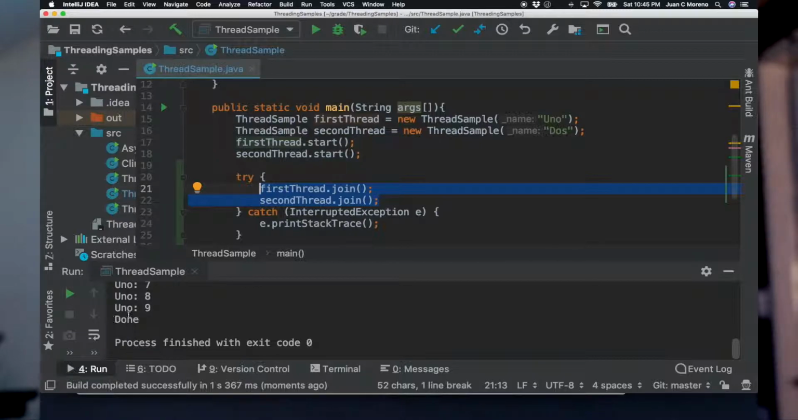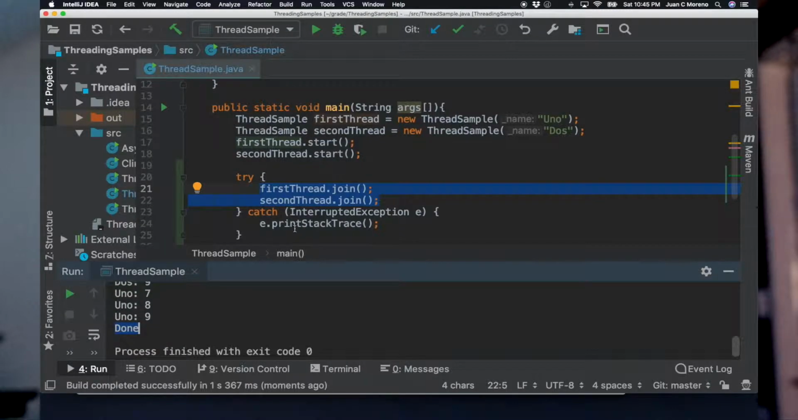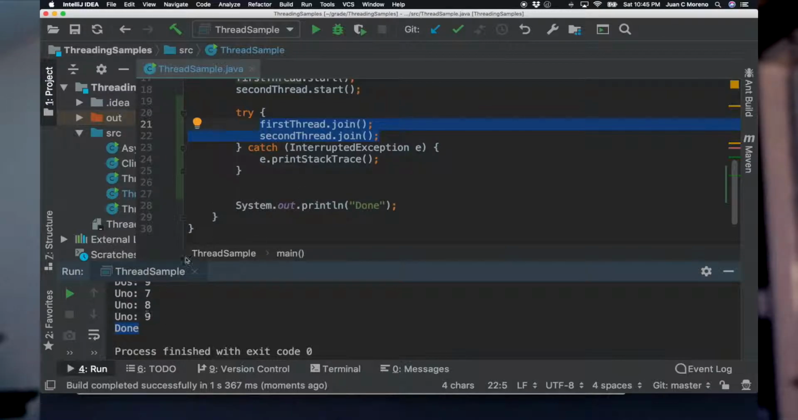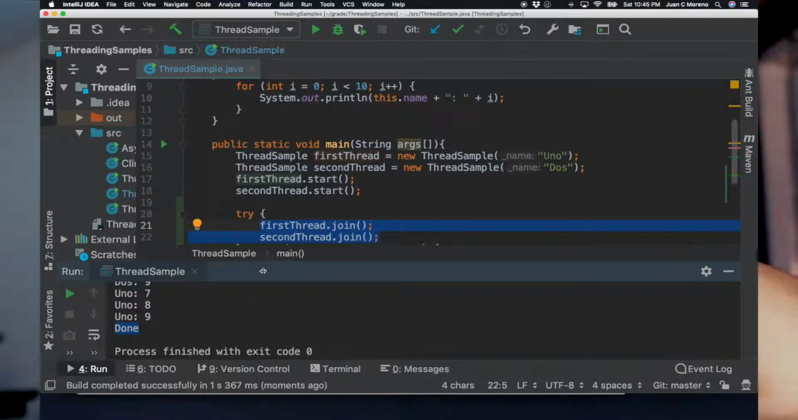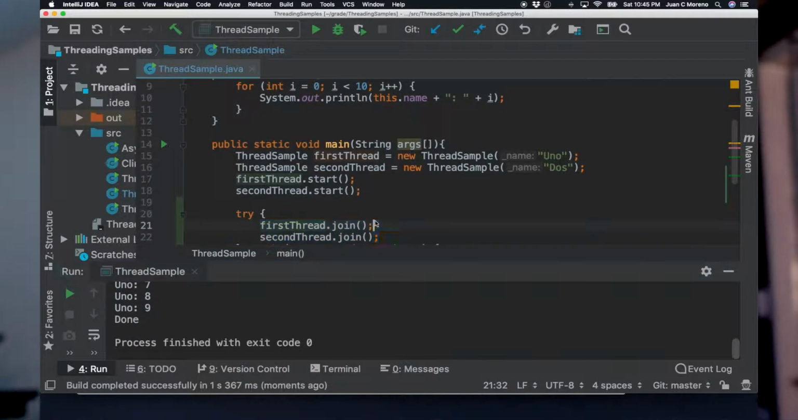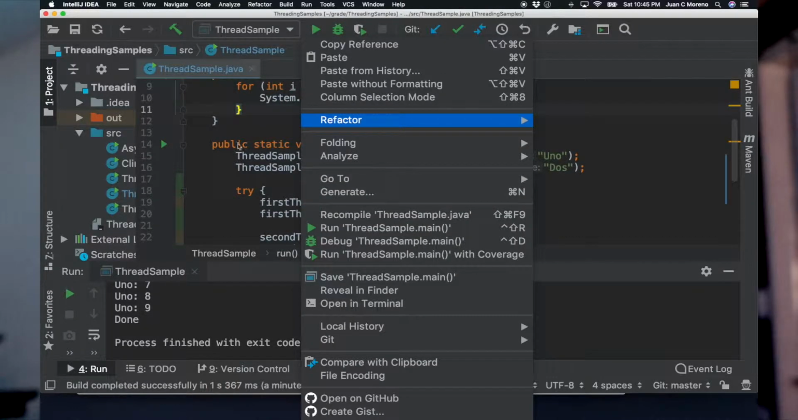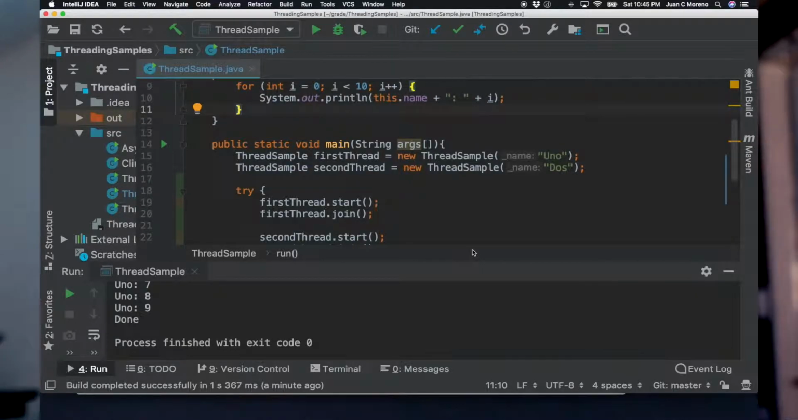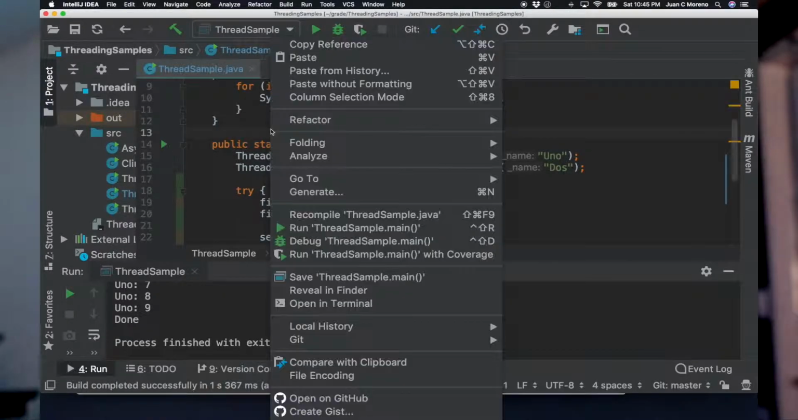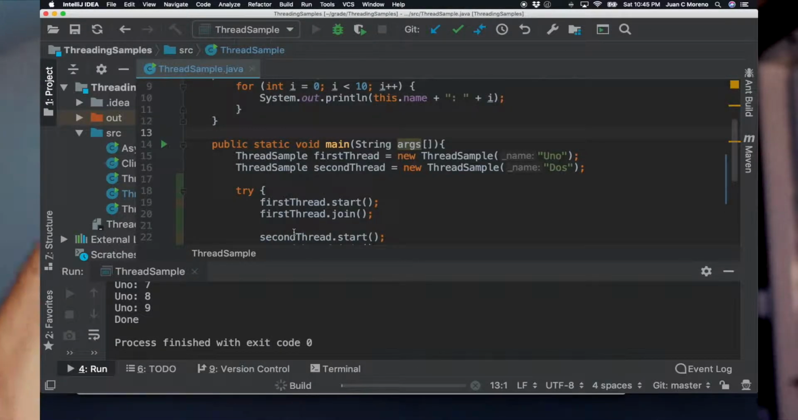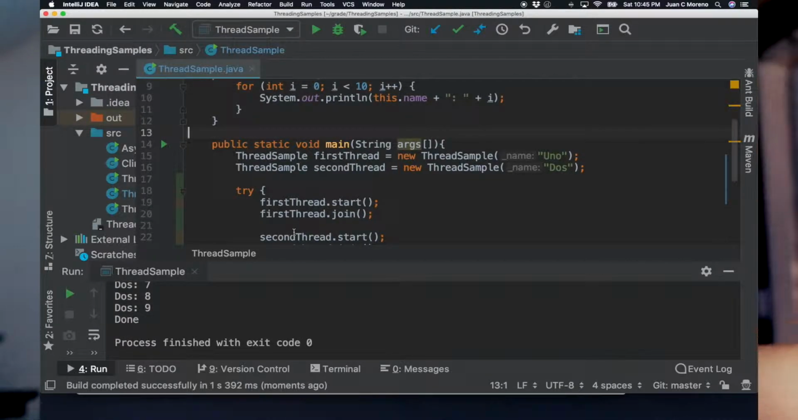The done line, which is afterwards, was printed after everything was executed from both threads. Now, what would happen if we are going to play a little bit with this code, and we start the first thread and then join it, and then start the second thread and then join it? What is going to happen is that essentially we're nullifying the threading mechanism, because we are going to be running the first thread, then wait, then the second thread, then wait.